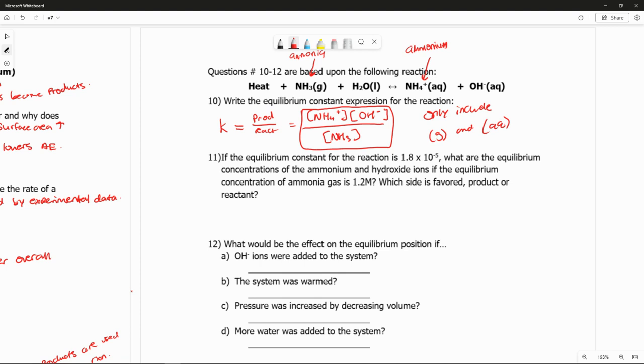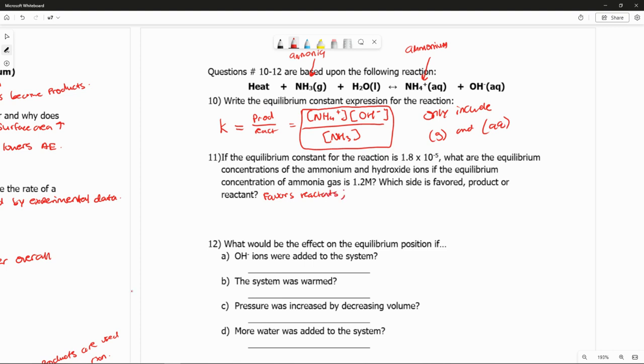Number 11. If the equilibrium constant for this reaction is 1.8 times 10 to the negative 5, what are the equilibrium concentrations of the ammonium and hydroxide ions if the equilibrium concentration of ammonia gas is 1.2 molar? Which side is favored, the product or the reactant? We can answer this part right here and say that it favors reactants.